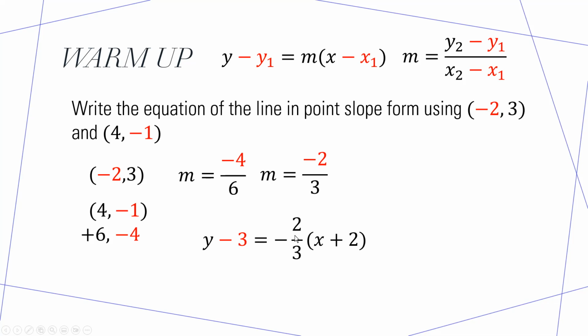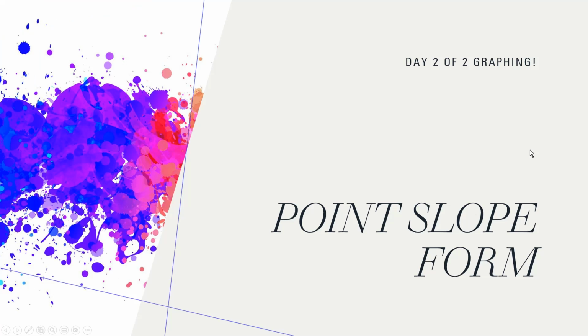So we're going to plug in the -2/3 along with one point. Notice we used the first point. -2 became +2, +3 became -3. Good to go. So that's point slope form, day 2, and graphing.